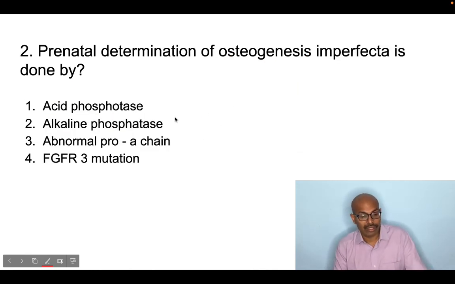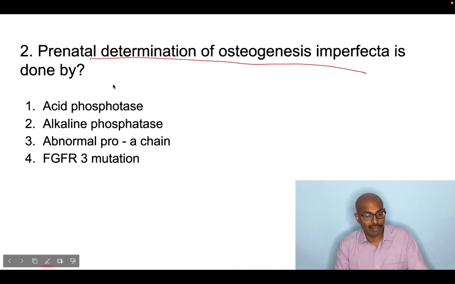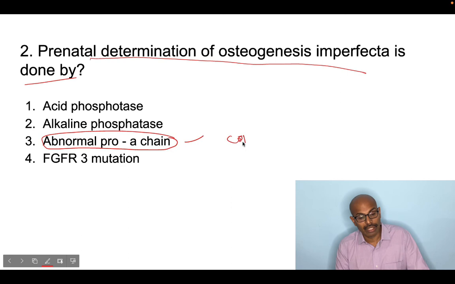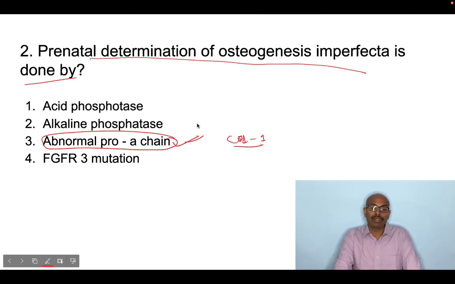Let's go to the second question. Prenatal determination of osteogenesis imperfecta is done by. So prenatal determination can be done by genetic methods, and we can look for the alpha chain problem in the collagen. So it is a collagen 1 alpha mutation, right? COL1 mutation, and that can be identified by abnormal pro alpha chain. So the correct answer is option number 3. Acid phosphatase has no relation with osteogenesis imperfecta. Alkaline phosphatase has no relation, and FGFR3 mutation we know causes achondroplasia and has no relation with osteogenesis imperfecta.